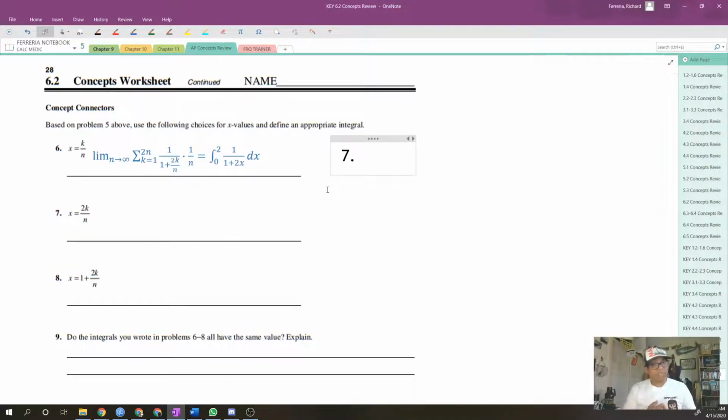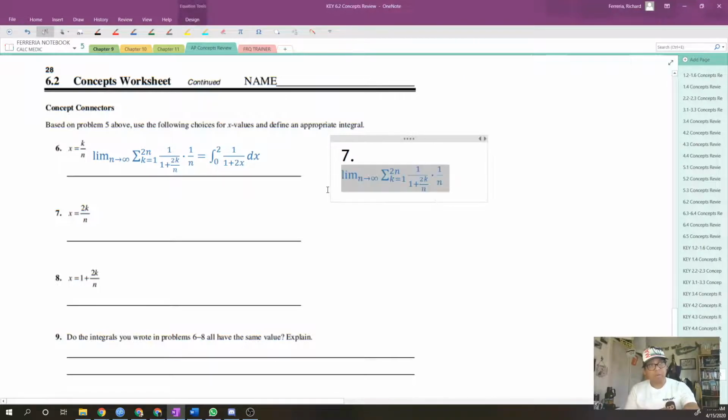And question 6 basically is what we just did. We're taking question 5 and we're supposing what if x was equal to k over n. Now, as they state in the problem, there is more than one way of doing this problem. So we're going to do number 7 for you. Number 7, we're going to suppose what would happen if we decided that x was actually 2k over n.